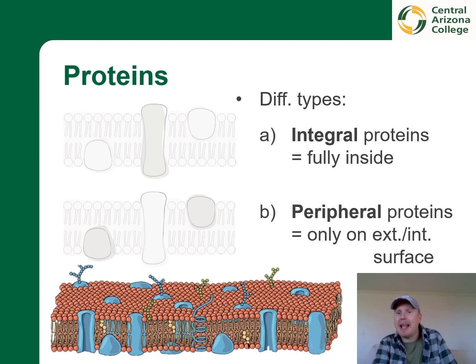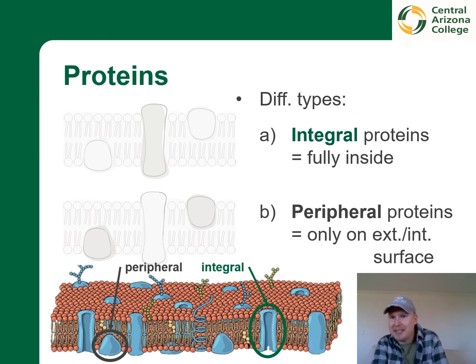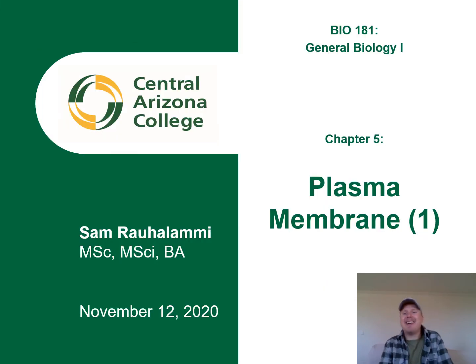So here is an integral protein. Remember, all the way through for the full thickness of the plasma membrane. And here is peripheral. This is only part way through, more on only one side. So all this, what we have talked about so far, is anatomy of the cell membranes, so structures of these. And in our next video, we will move to look at the physiology, so the function of cell membranes.